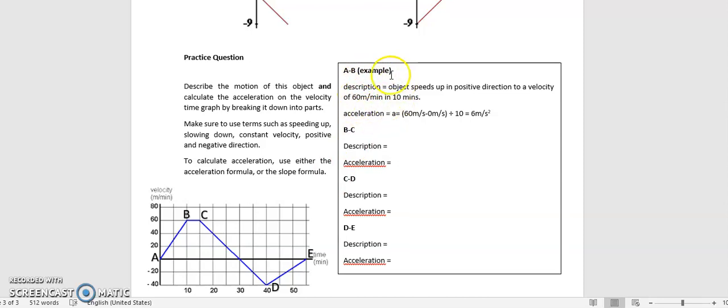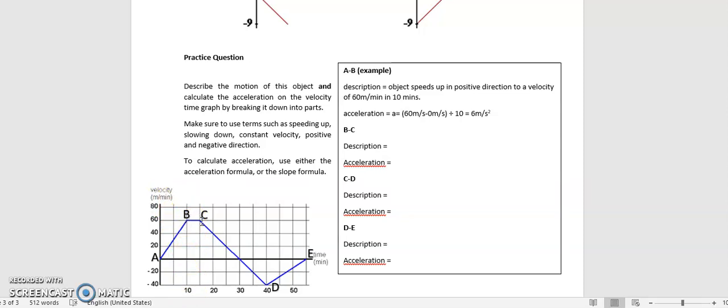I just did one example here for you. For the description of this object, from point A to B, I would say this object speeds up, right? Because we're changing our velocity from 0, we got to 20, up to 40, up to 60 meters per second. We're going in the positive direction as well. So the object speeds up in the positive direction to a velocity of 60 meters per minute. Sorry, I said second before, it's per minute. And that took us 10 minutes. Okay, so that's how you would describe this.